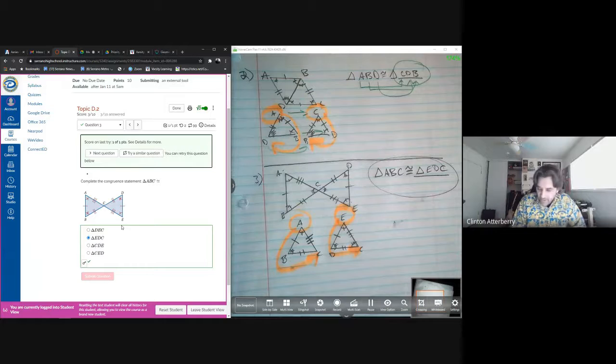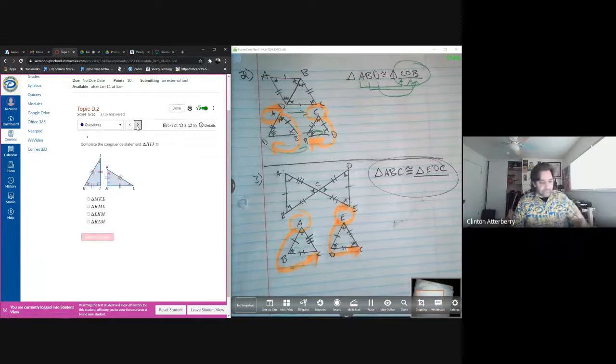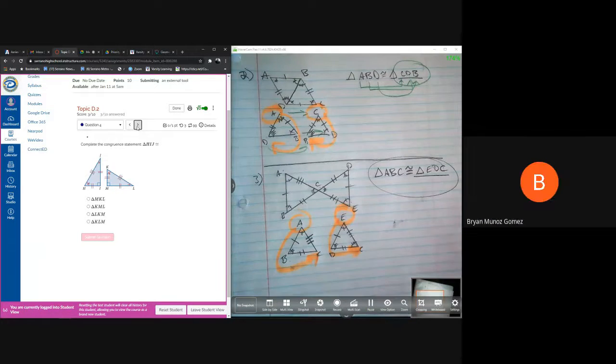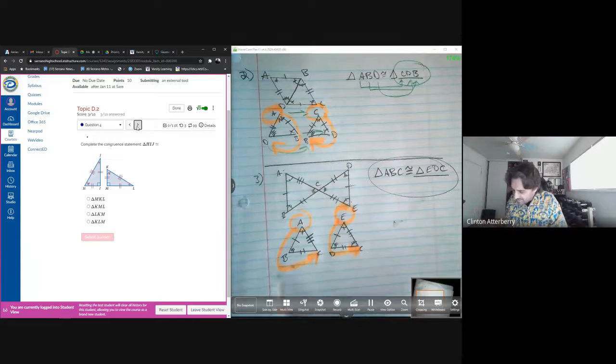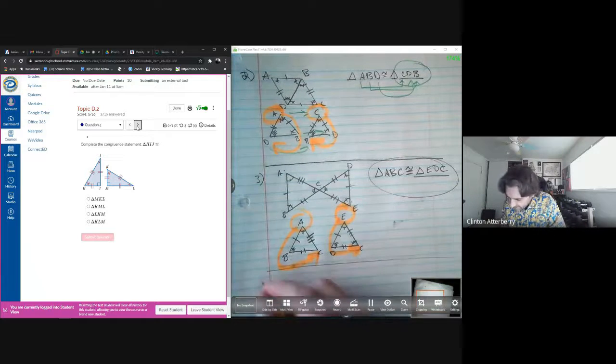All right, it's been about 30 seconds. So let's get going to the next question. Okay, so the next question says, complete the congruence statement, very similar to the last two. So I think I'll have enough space here. Let's draw a line. Let's go to question 4.